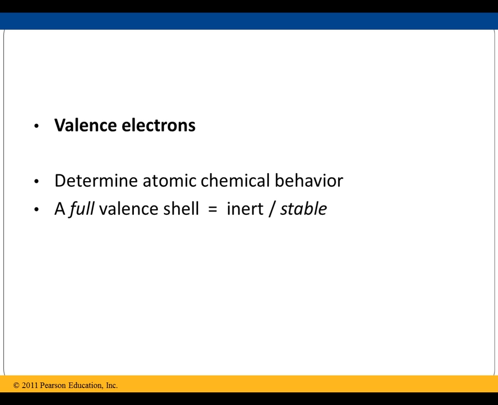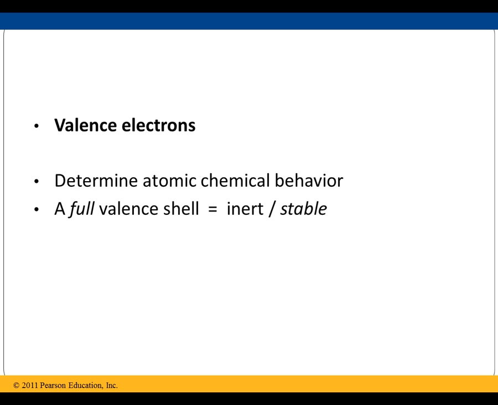So the outermost shell, the valence shell, we know that the number of electrons varies. But because it is the outermost reactive shell, we have to take into consideration the number of electrons in there. If that valence shell is full, so let's say we're looking at the third shell and we have 8 electrons, it is considered to be stable, not very reactive.